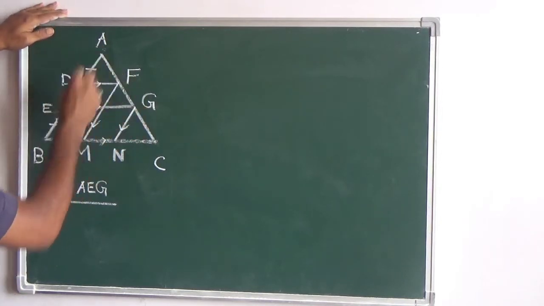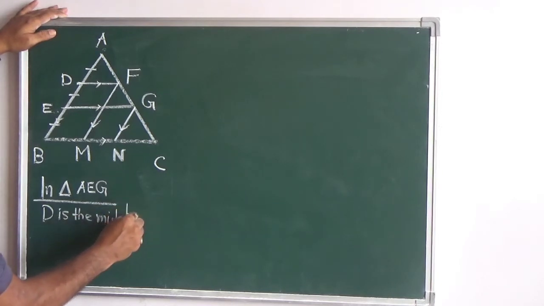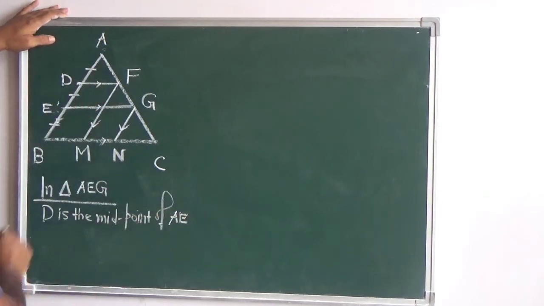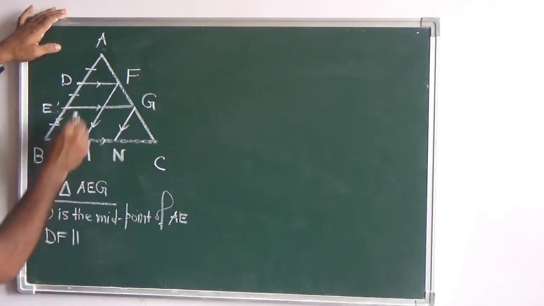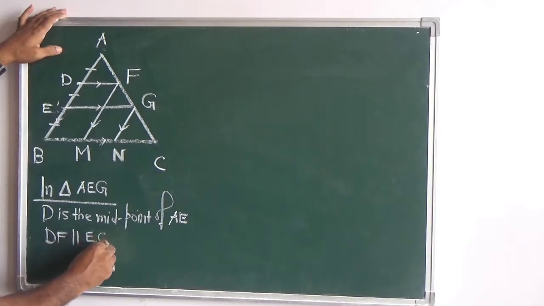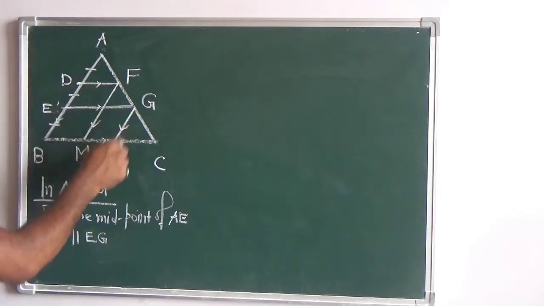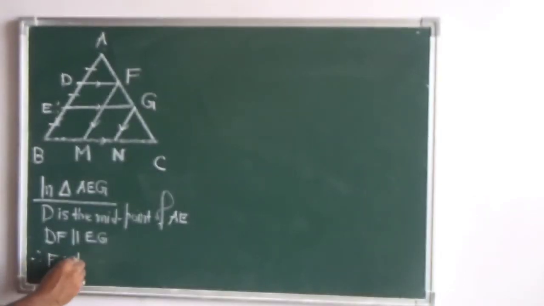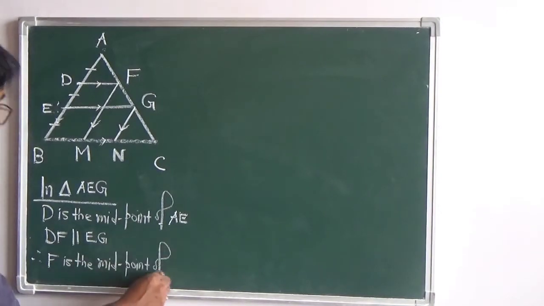So in triangle AEG, D is the midpoint of AE. Also we know that DF is parallel to EG. So here we will be applying the converse of the midpoint theorem, that is, if D is the midpoint of the side AE of the triangle AEG and DF is parallel to EG, then F is the midpoint of AG. So therefore, F is the midpoint of AG.